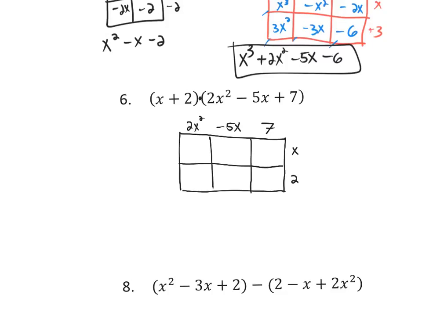So 2x squared times x is 2x to the third. Negative 5x times x, negative 5x squared. 7 times x, 7x. 2x squared times 2, 4x squared. Negative 5x times 2, negative 10x. And 7 times 2, 14. It looks like my diagonals are like terms, so I'm going to pull those out. I get 2x to the third power, 4 minus 5, negative x squared, negative 10 plus 7, negative 3x, and plus 14.